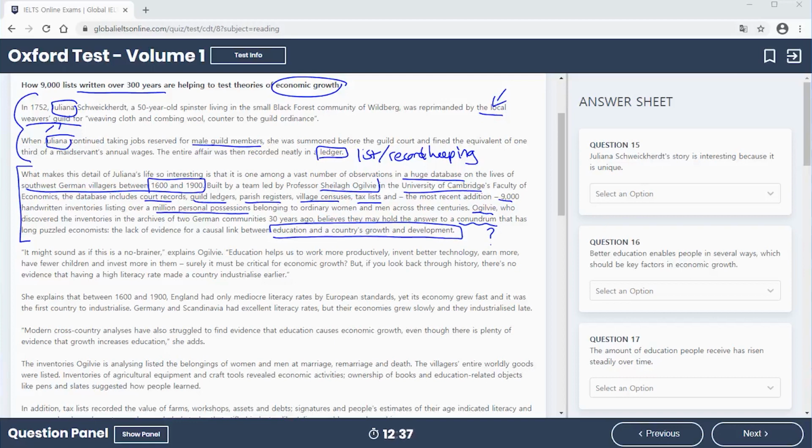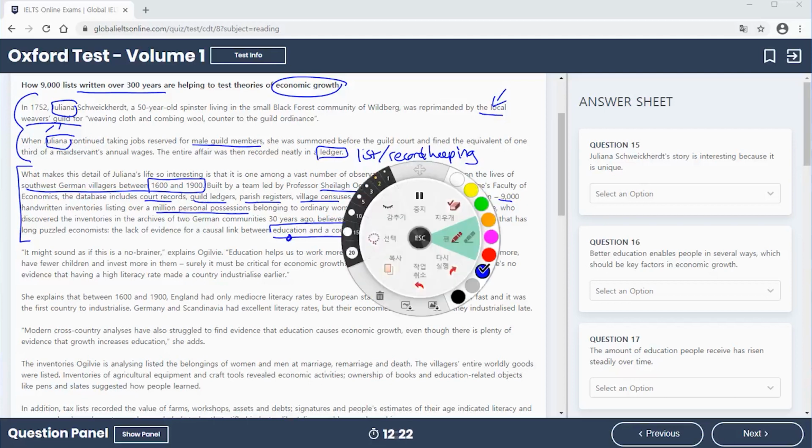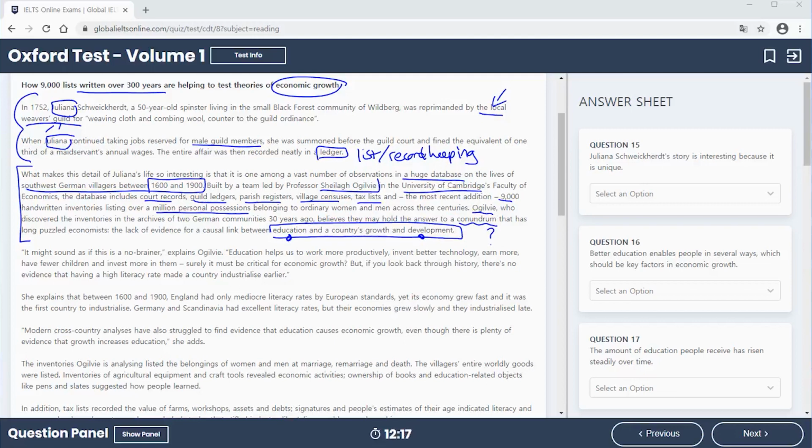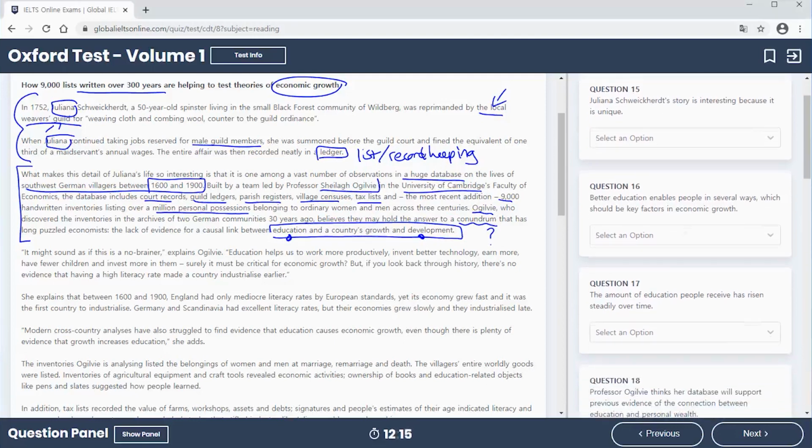So it's about this professor from the University of Cambridge. She's built a database using records from this small German village, and she's using this data to try and find a link between education and economic growth. So we know that now. Okay, so now I'm gonna take a quick look at the questions and see what's up for our yes, no, not given.